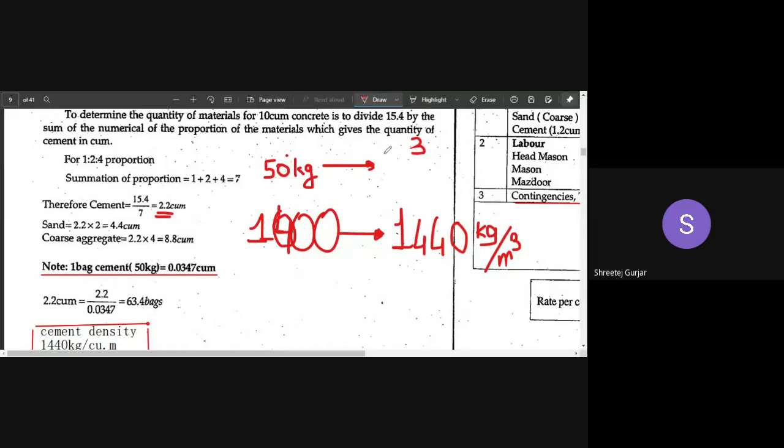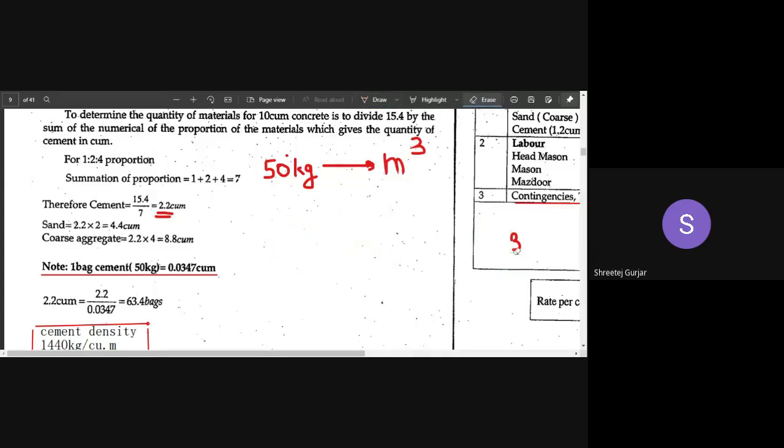Now, can you calculate the meter cube for one bag? I have told you the answer. Now, how can you calculate? 1440 is the density of cement. We want it in meter cube. So if we divide by kg per meter cube, the kg and kg will cancel and meter cube will go on the top, correct? So we divide by this term, the density of cement, 1440. So divide and tell me what the answer is. 50 by 0.034.